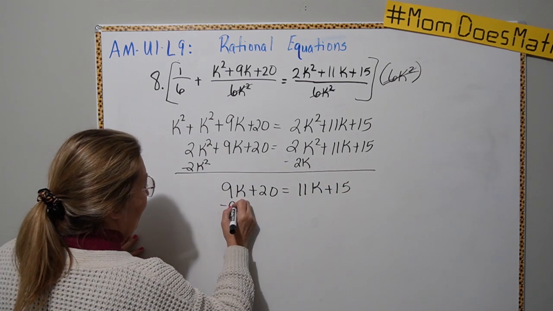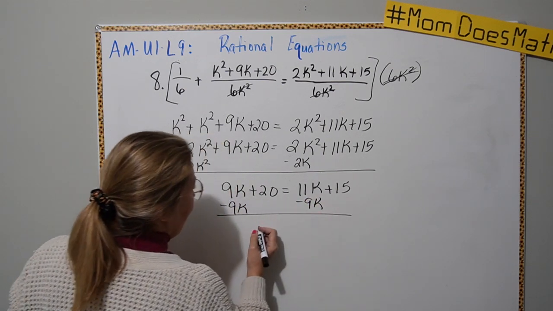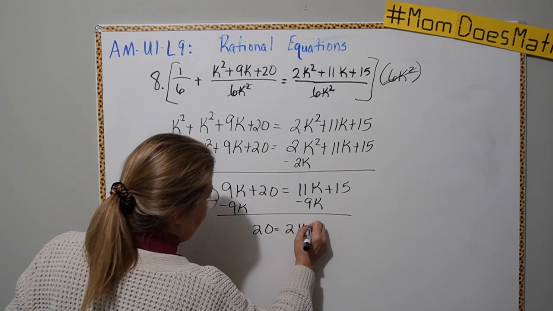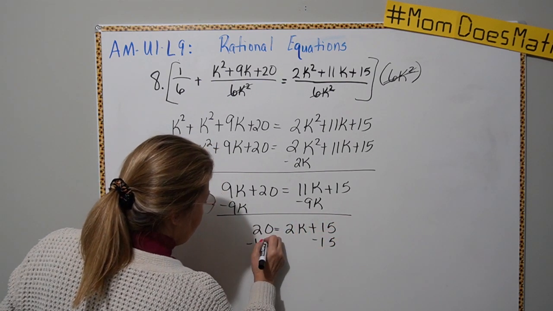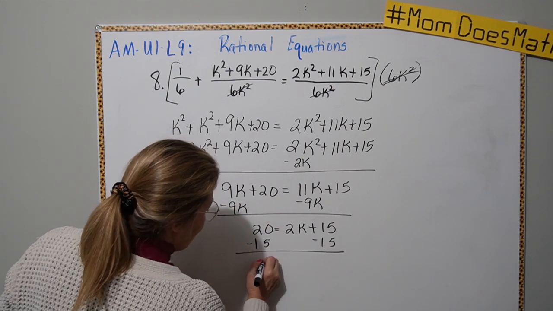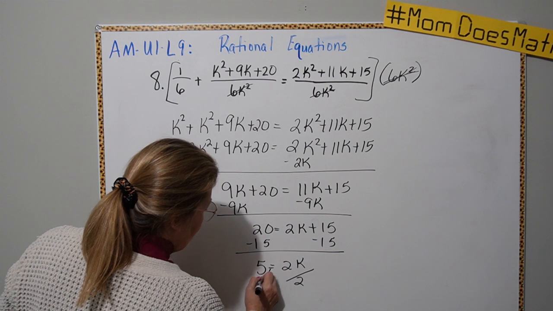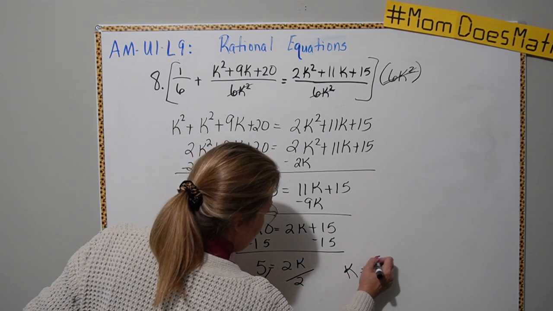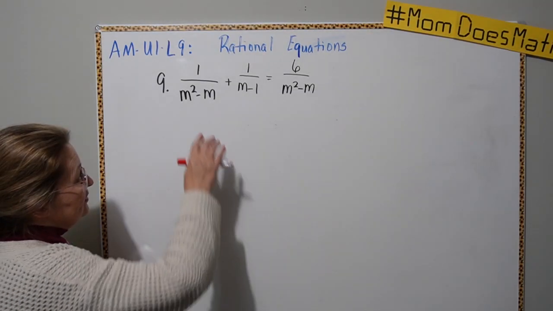So let's subtract 9k from each side, and that's going to give me 20 is equal to 2k plus 15. Subtract 15 from each side, so that's going to give me 5 is equal to 2k. Divide both sides by 2, so I get k is equal to 5/2.